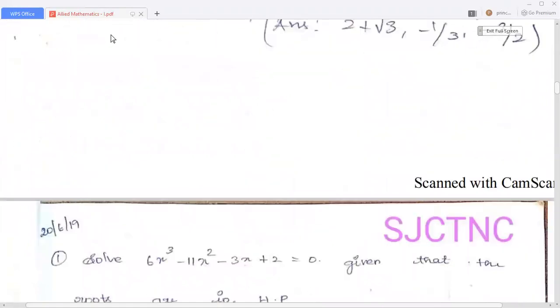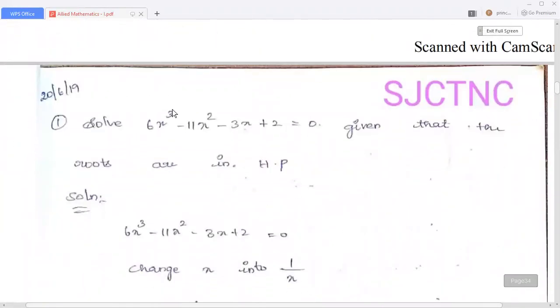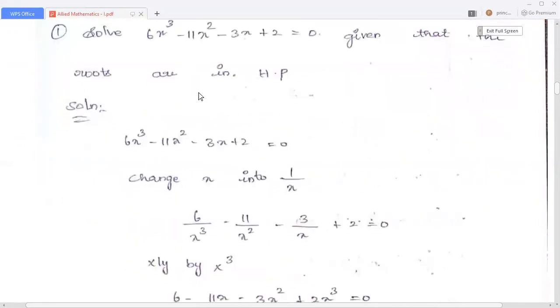All right. Next problem. Solve the equation 6x cube minus 11x square minus 3x plus 2 equal to 0, given that the roots are in harmonic progression, HP. The given equation can be written as 6x cube minus 11x square minus 3x plus 2 equal to 0.